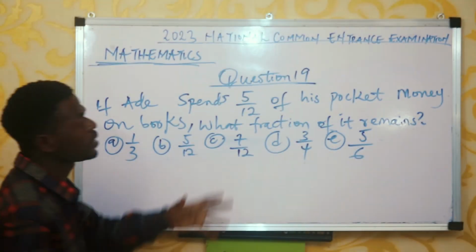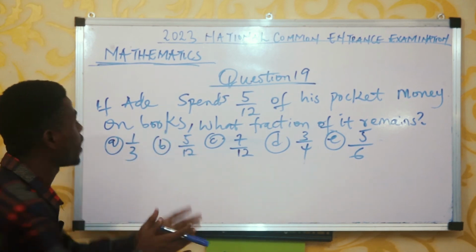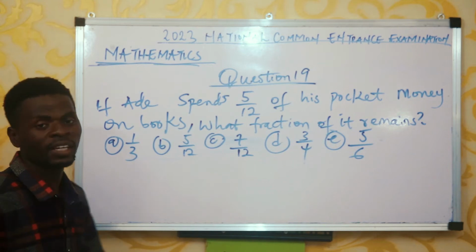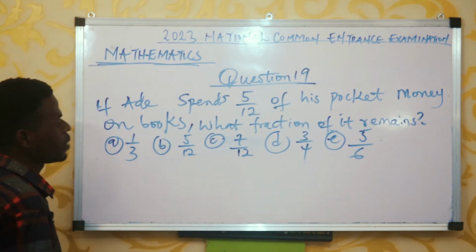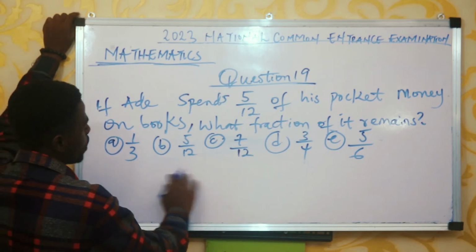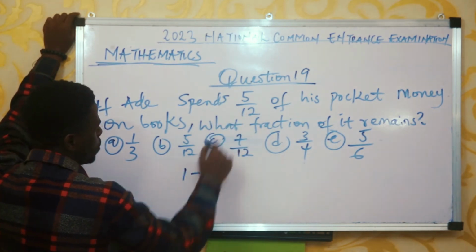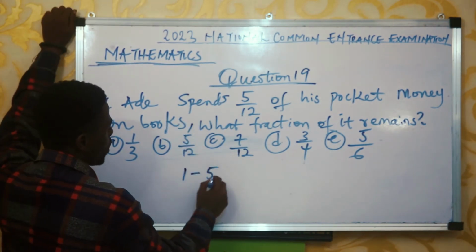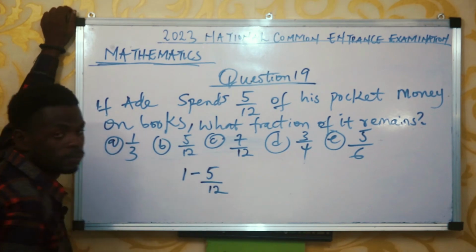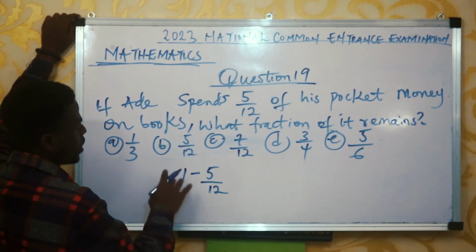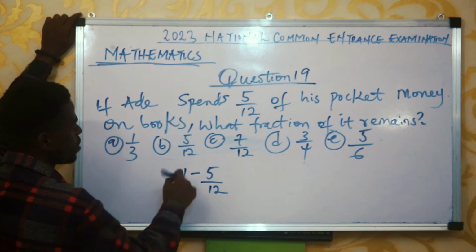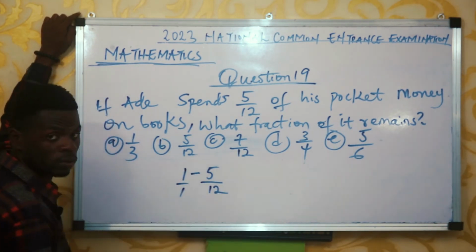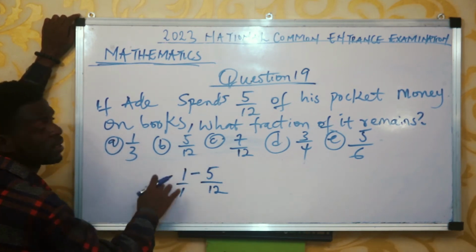This is question 19. Question 19 says that if Ade spends 5/12 of his pocket money on books, what fraction of it remains? So in this place now, we are going to put 1, which is 1 minus 5 over 12. We are going to subtract that from his money. We are going to put 1 here as well, so that I can balance the fraction. 1 divided by 1 is still the same thing as 1.